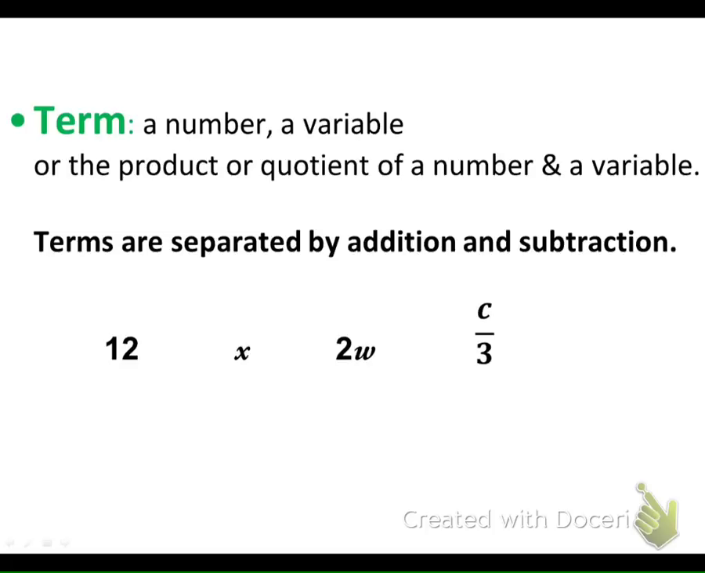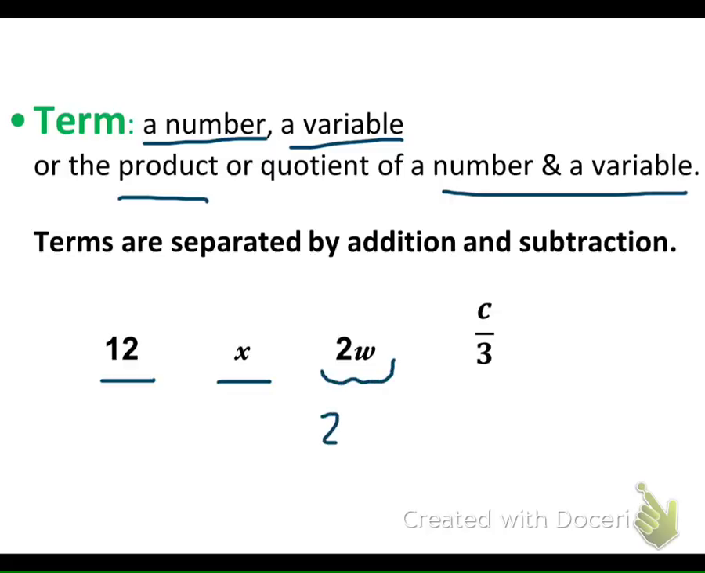Okay, 12, x, 2w, and c over 3 are all examples of terms. Well, let's see. The first type of term is a number. So 12 is a number. X is a variable. A variable by itself is also a term. Next, it says the product of a number and a variable. When I'm looking at 2w, I know that this is actually 2 times w. 2w is the product of 2 times w.